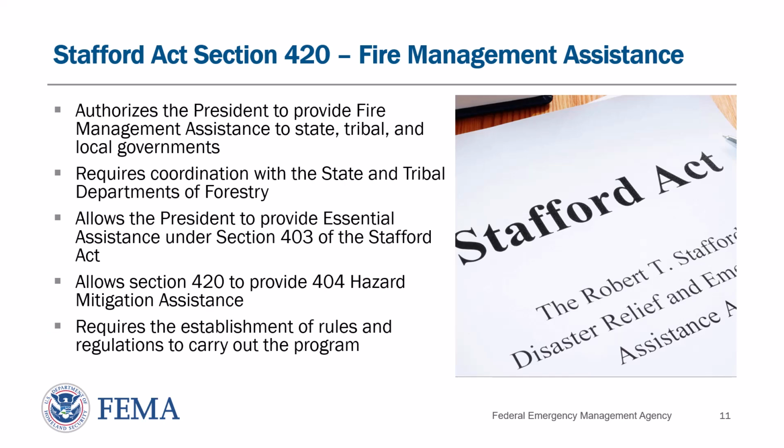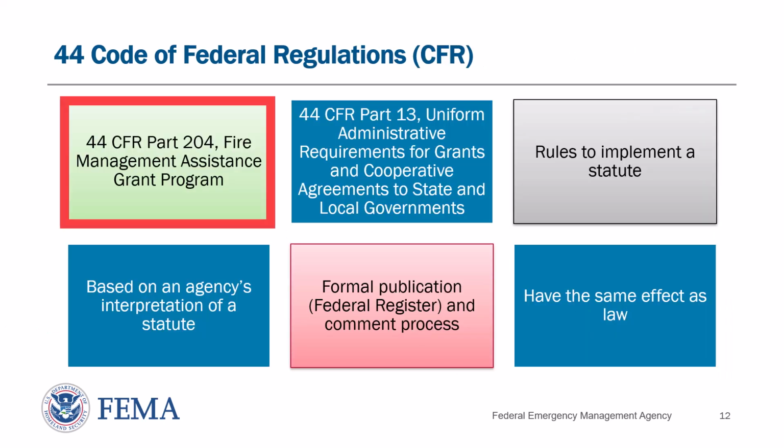The Code of Federal Regulations is a codification of the general and permanent rules and regulations published in the Federal Register by the departments and agencies of the federal government. Chapter 1 of Title 44, Emergency Management and Assistance, contains the regulations issued by FEMA, including those related to implementing the Stafford Act. Regulations are rules designed to implement a statute based on an agency's interpretation of the statute and have the full force and effect of law and must be complied with once they are implemented.